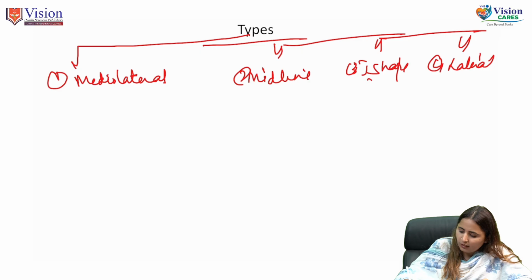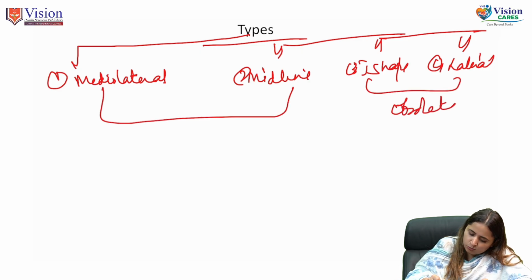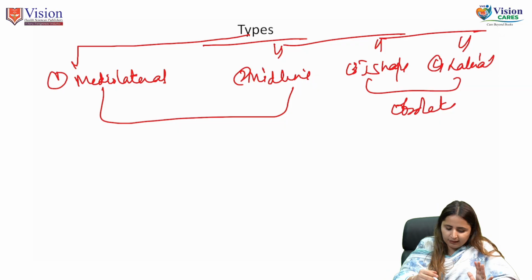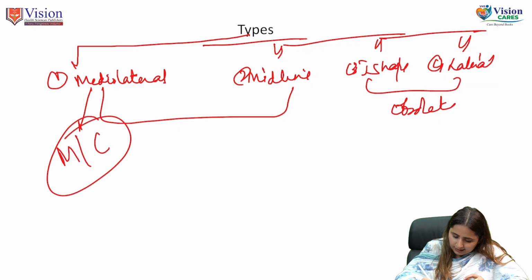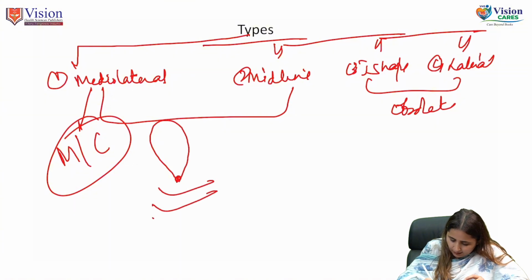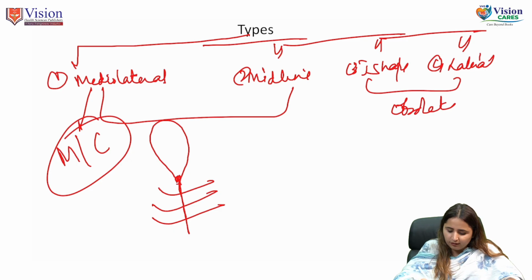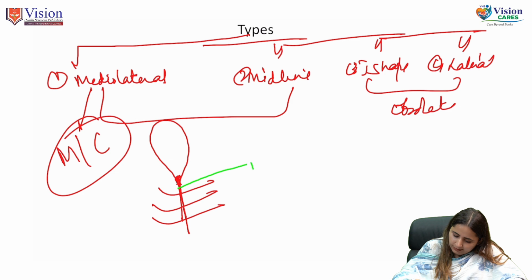These last two are obsolete, not done these days. Only these two are common, mediolateral and midline. Actually, mediolateral is the most common. Like you can see here, these are the layers. So if we look from this introitus, this is our midline.